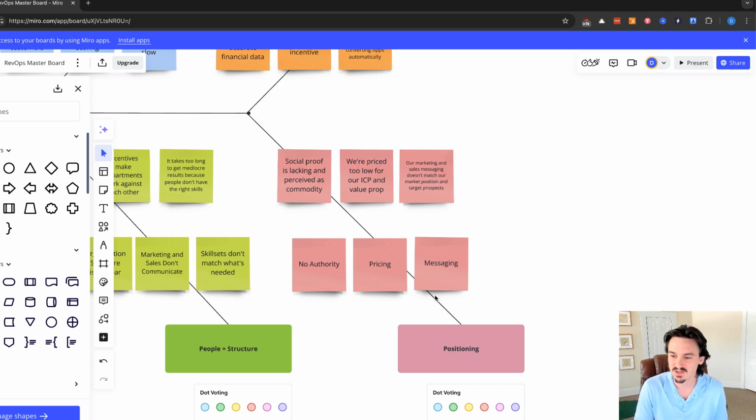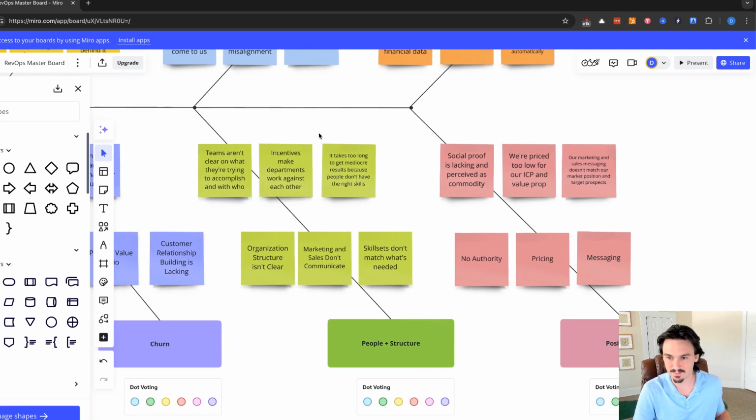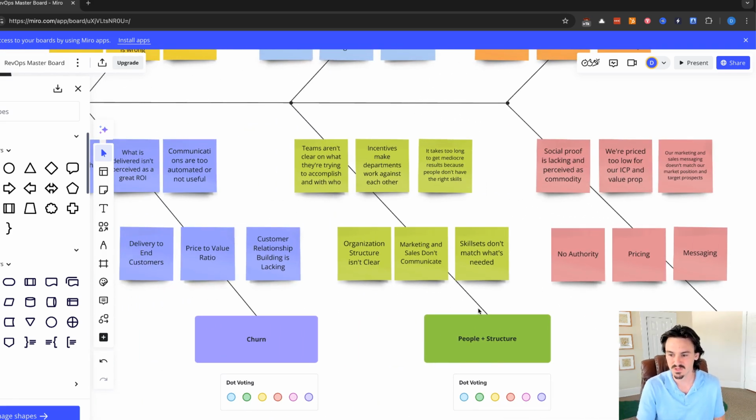Number 3, messaging. So if your marketing and sales messaging doesn't match the market position and target prospects, you have a big problem because people are not going to convert. It causes revenue leakage because people are stalling in certain life cycle stages. They feel like you are not communicating with them, and so they drop out from the customer journey.